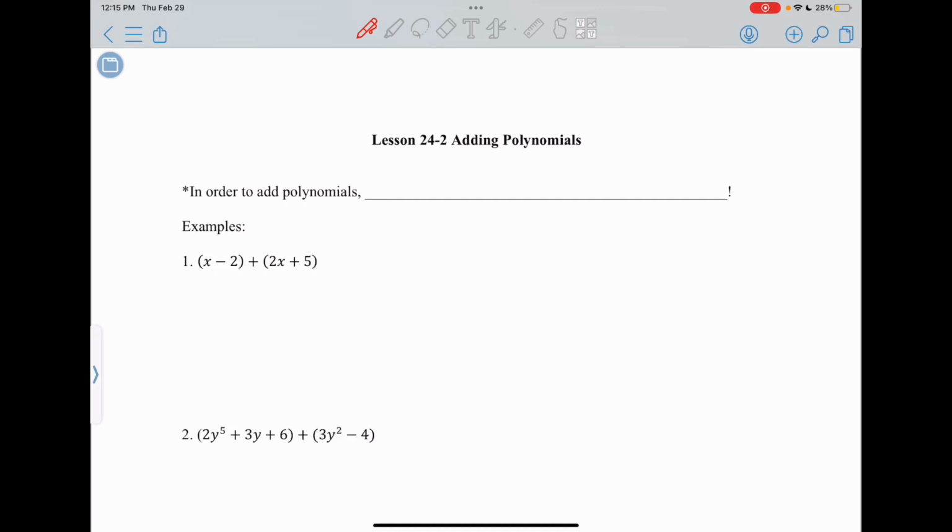Everyone, and welcome to this video going over lesson 24-2, adding polynomials. In the last video, we discussed what a polynomial is, and now we're going to talk about how we add two polynomials or three polynomials together. So the key thing is, all we have to do to add polynomials is combine like terms.